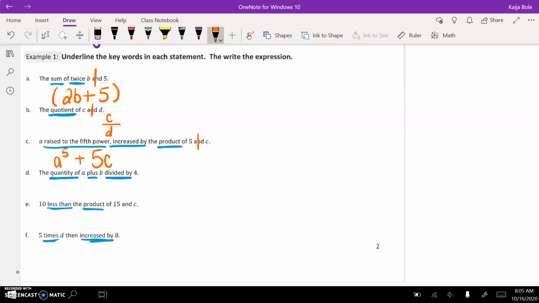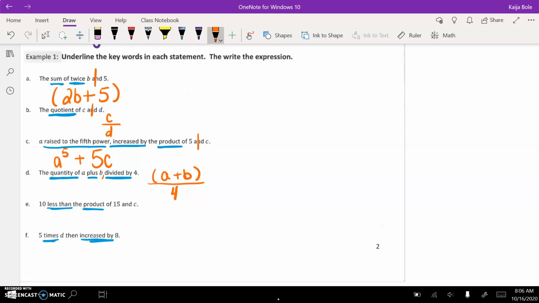Part D, the quantity of A plus B, divided by 4. All right, so parentheses, quantity of, I'm going to go over to the side. So we got parentheses, A plus B, and I'm going to close the parentheses. There should be a comma in here. I'm not very good with grammar, but that's confusing. On the quiz as always, we're very clear about where the quantity of ends, and then just divide it by 4.